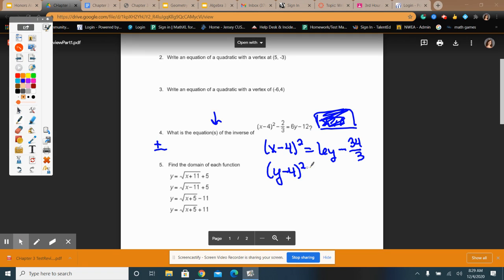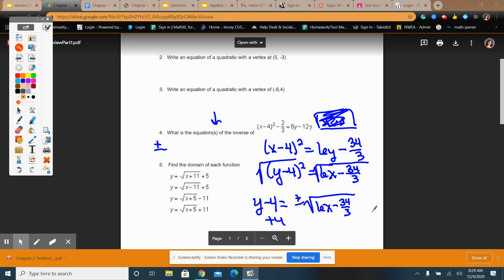Switch the x and y. Solve for y. Just square root both sides. Don't forget your plus or minus. I get y minus 4 is plus or minus the square root of 6x minus 34/3. And then just add 4 at the end. And you could put it first, 4 plus or minus the square root of 6x minus 34/3, or you could put it after. You could put plus or minus the square root of 6x minus 34/3. Just make sure your root is capped, and then you can put a +4 on the outside if you want. That's really kind of sloppy.